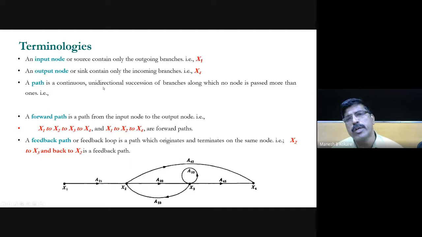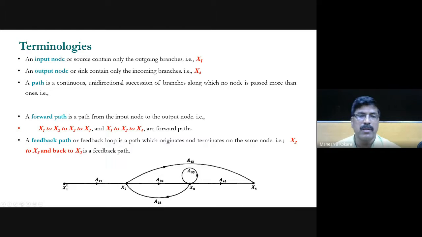A path is a continuous unidirectional succession of branches along which no node is passed more than once. For example, can I consider x1 to x2, x2 to x3, and x3 to x2 as a path? The signal terminates here, again traversing the x2 node twice. And our path definition says the signal should not traverse a node more than once. So this cannot be considered a path. Basically it is a loop, because the signal starts from a node and terminates at the same node. So this is a loop, not a path. In a path, the signal should traverse each node only once: a path is a continuous unidirectional succession of branches along which no node is passed more than once.